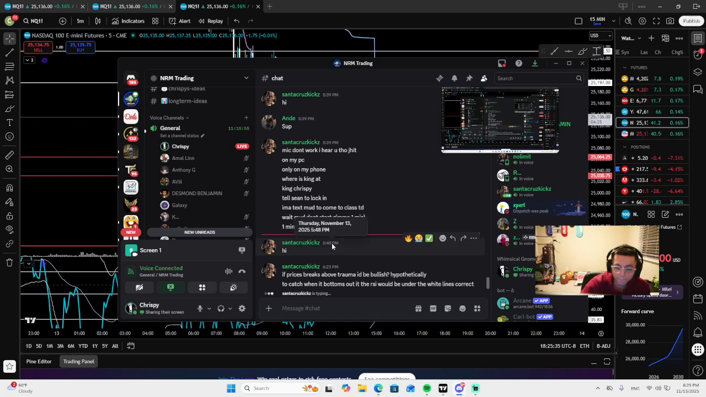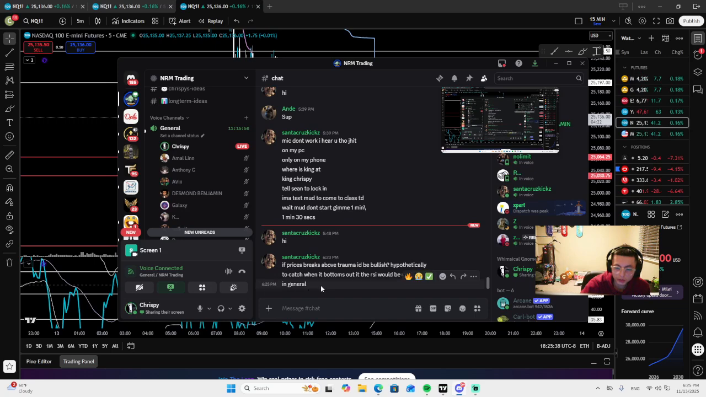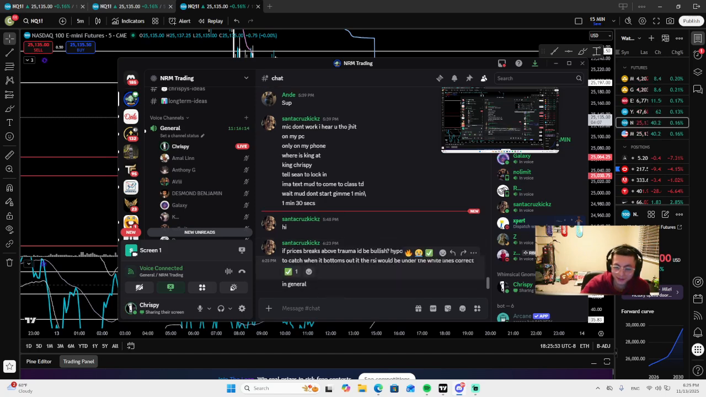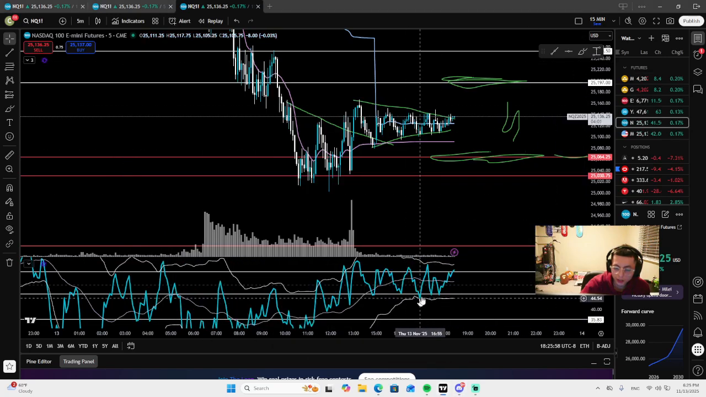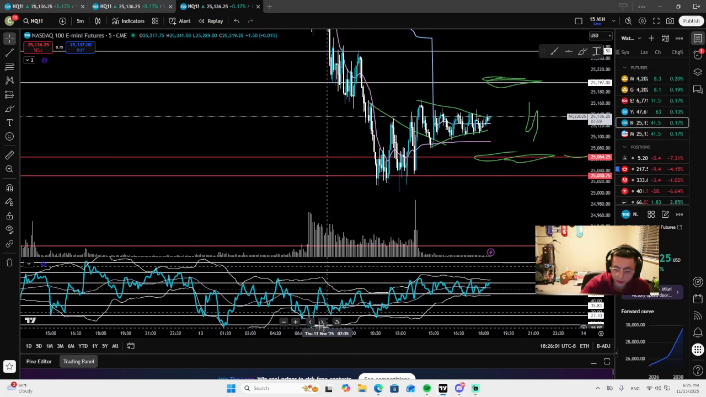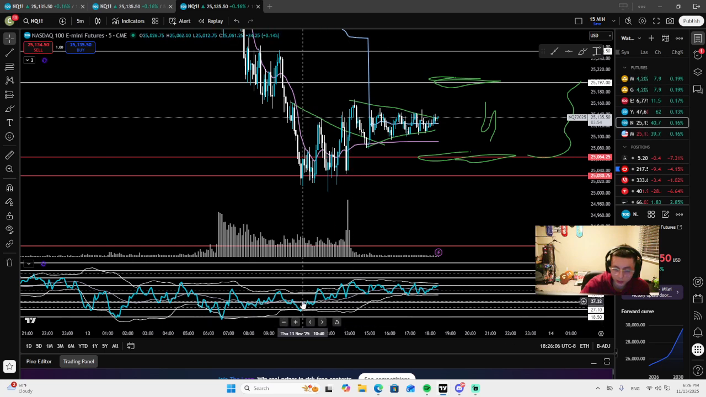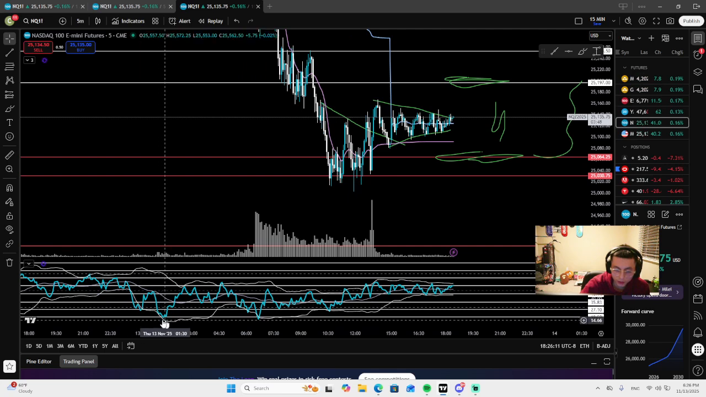All right, thanks. To catch when it bottoms out in general, the RSI would be under the white lines, correct? So usually when the RSI does bottom out, sometimes we overextend. Most bottoming outs on the RSI, you will see an overextension of some sort. Like right here, we overextend and then get flattened out, overextend and flatten out, overextend and flatten out.